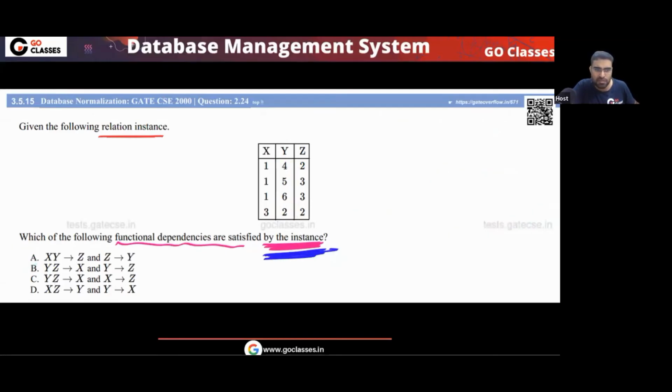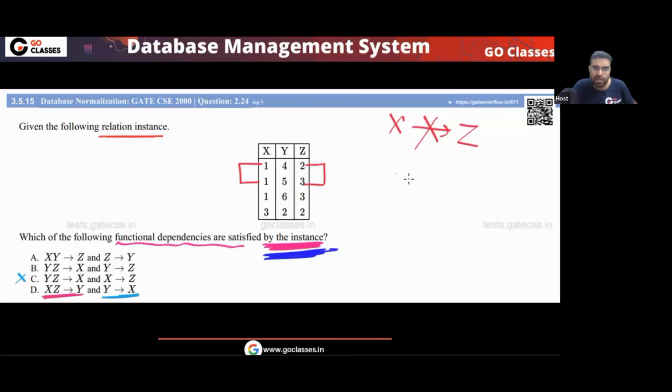What about option C? In option C, X does not determine Z. Let's check. Can I say X determines Z? No, you can notice X does not determine Z. So option C is also wrong. What about Y determining X? That will hold.